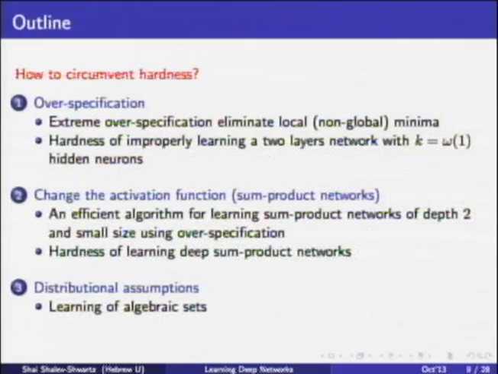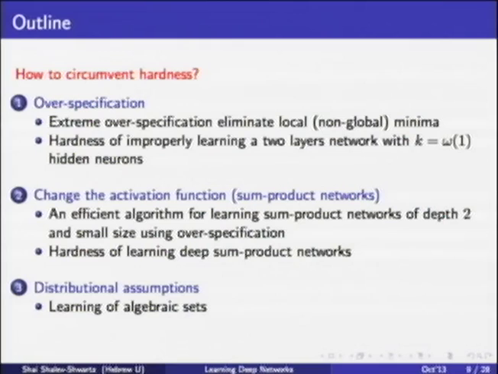Okay, so after this long introduction, this talk is about attempts to circumvent the hardness of learning neural networks. And I will talk about three ideas. The first idea is an idea that Yann LeCun told me about over some dinner. It is called the idea of overspecification. And I will show one result that overspecification works in the sense that if you extremely overspecify the network, then you can eliminate local minima. But then I will show a very strong hardness result showing that you need an extreme overspecification and then you lose statistically. So there is no clever trick to make the overspecification work by itself.